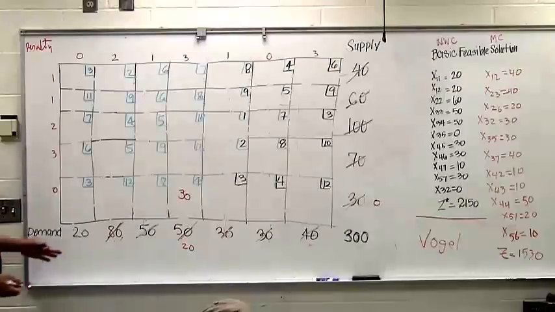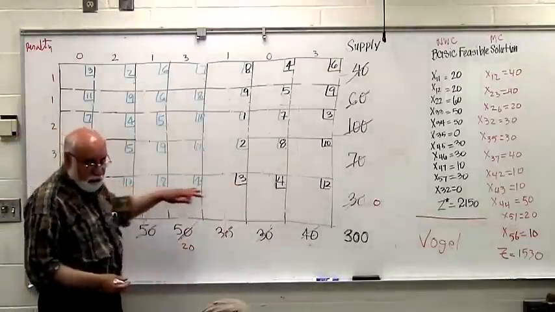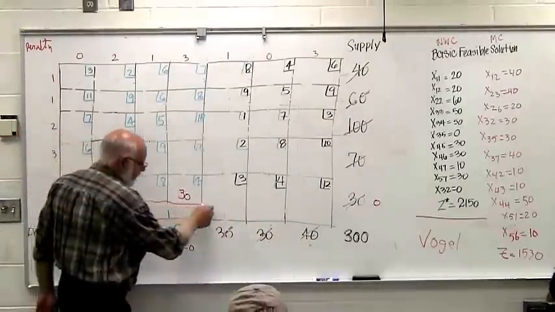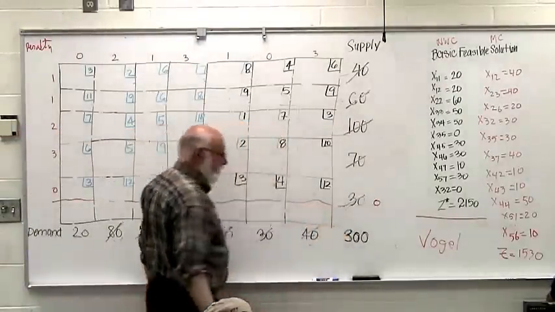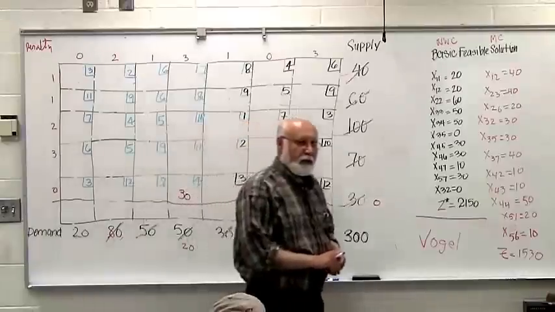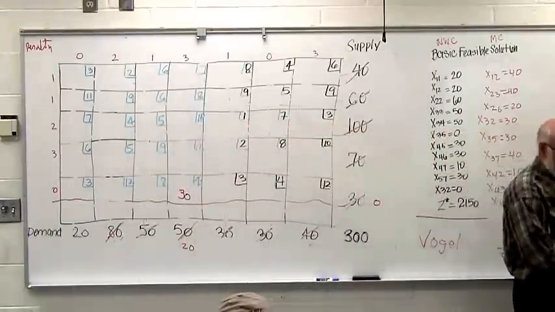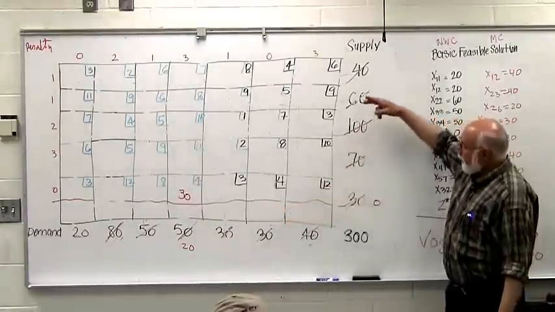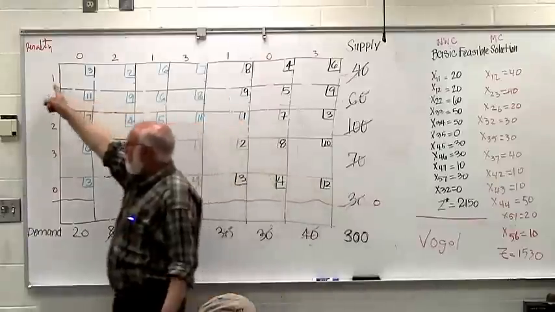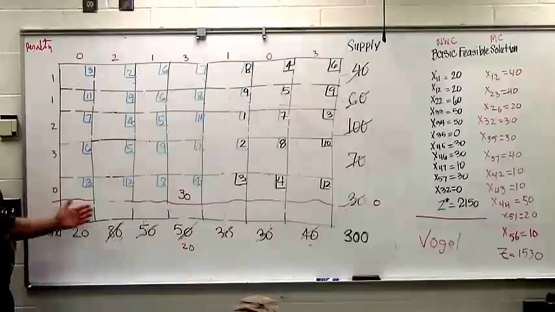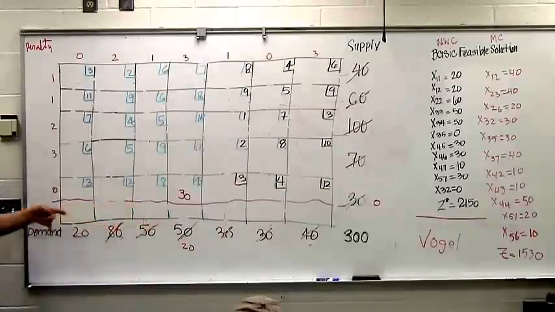As I satisfied the row, I'm going to erase that, eliminate that row from consideration. Now, when I eliminate that row, does it impact the penalty of this row? No, because the penalty of this row had nothing to do with this row. This one? No. This one? No. No.